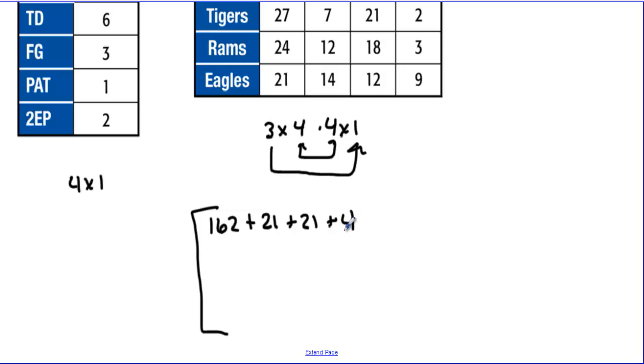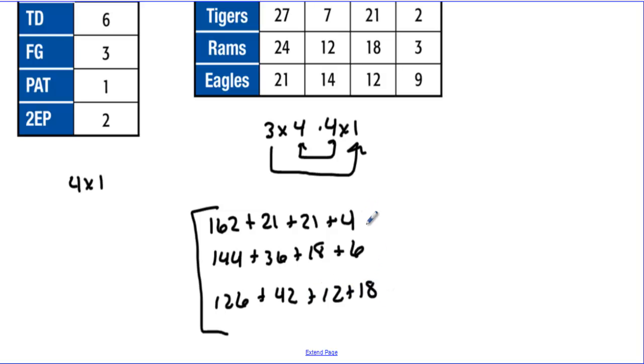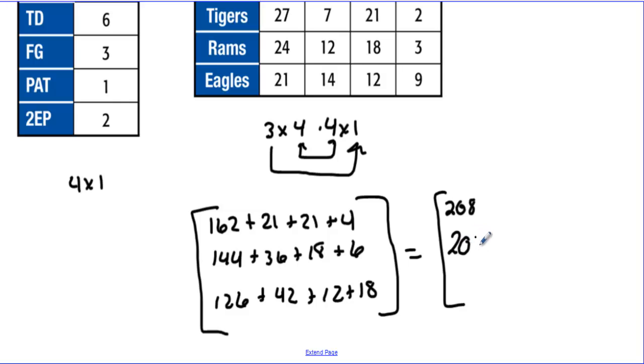and then plus 4. The second row times the column is going to be 144 plus 36 plus 18 and then plus 6. And then the last row times the column will be 126 plus 42 plus 12 and then plus 18. That's equal to 208. The second row is equal to 204, and then the last row is 198. The team that scored the most points is the Tigers.